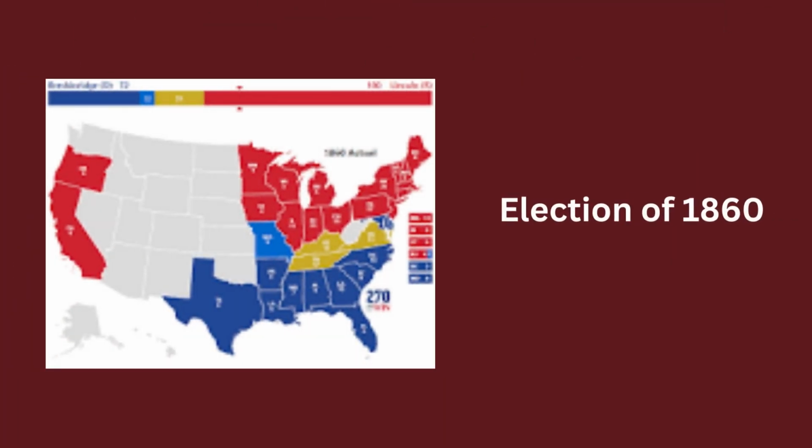So, the American Civil War is kicked off as a result of the election of 1860. Abraham Lincoln is swept into office with a majority of the electoral votes, though it should be noted, because there were four total candidates for president that year, Lincoln only received around 40% of the popular vote.